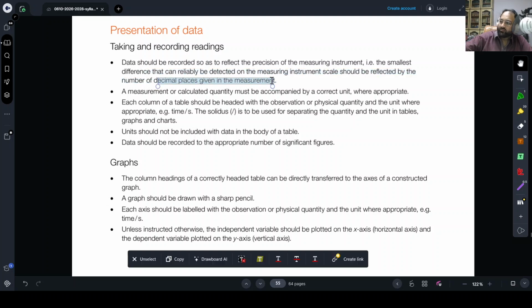What this means, right? If I just show my ruler, right? Or if you have a ruler. So this thing over here, right?